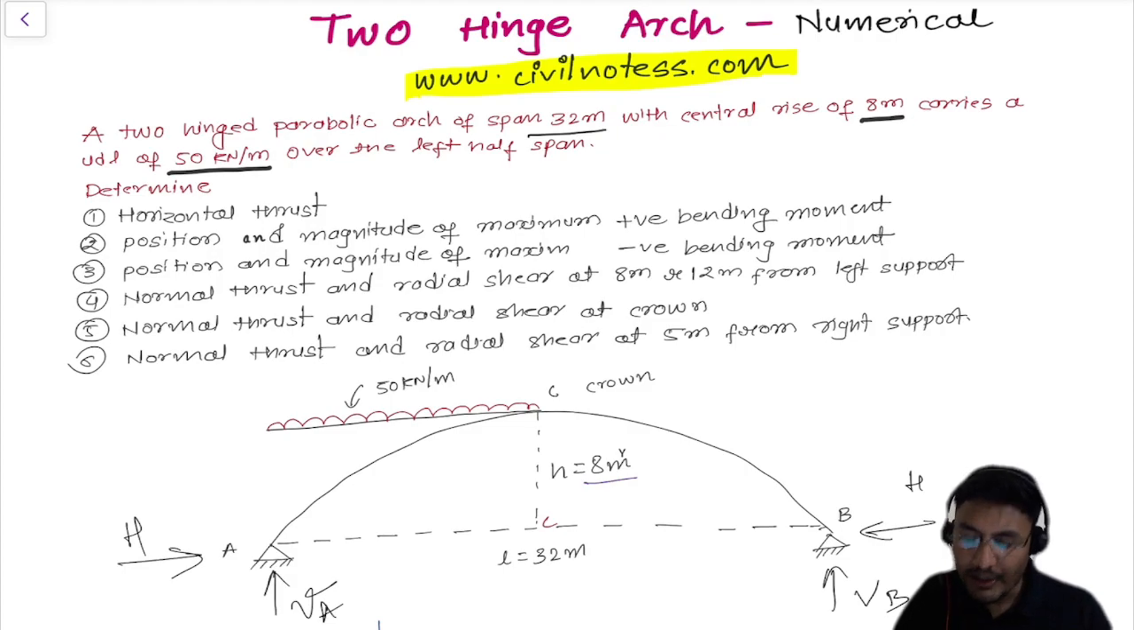See, in most scenarios you won't get the diagram, okay? So you will only get the theoretical portion. So you need to understand this theoretical portion properly. So this numerical says that a 2-hinge parabolic arch of span 32 meters.